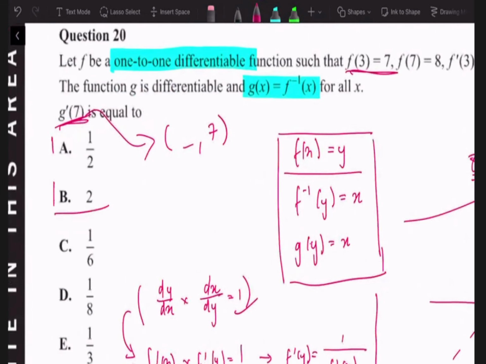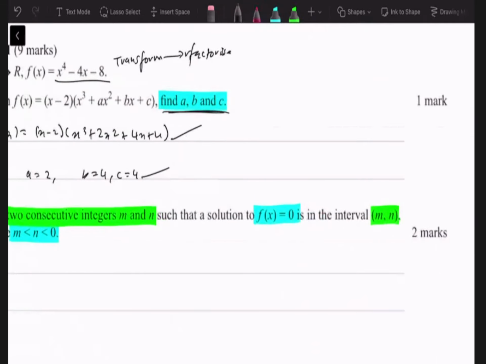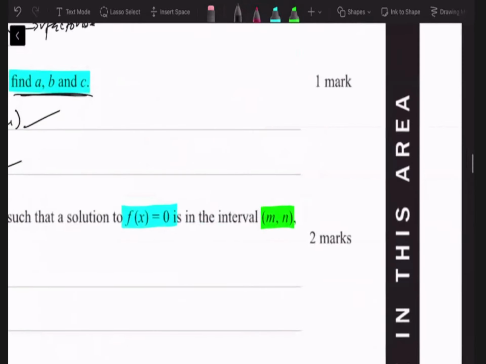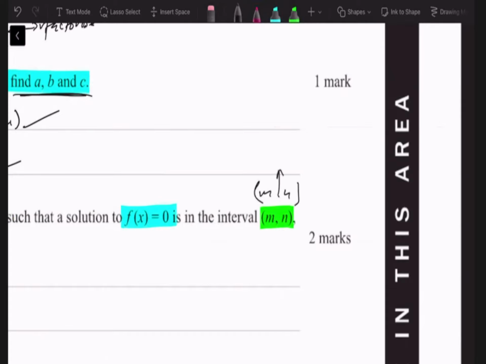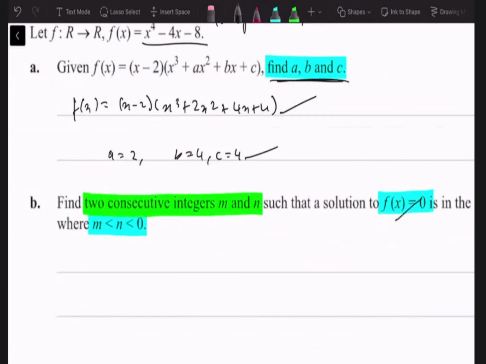For two consecutive integers, the solution to f(x) equals 0 is in the interval (m, n). The thing to realize is that if it's in the interval of two integers, we're looking for a decimal, because the interval is non-inclusive and the solution is going to be between them. So all you have to do is solve f(x) equals 0 in your CAS, and you get negative 1 point something. I don't remember what it is. But if it's negative 1 point something, then the two integers it's going to be between are negative 2 and negative 1.